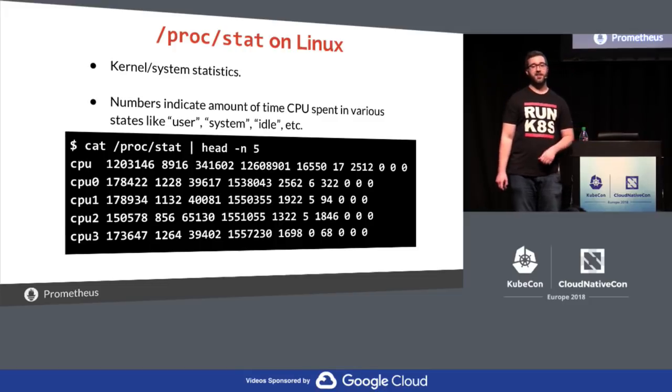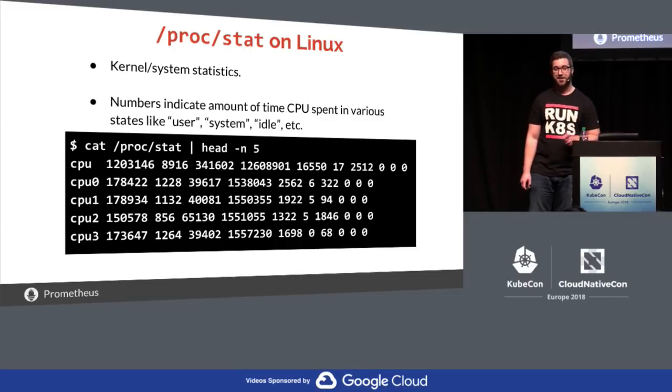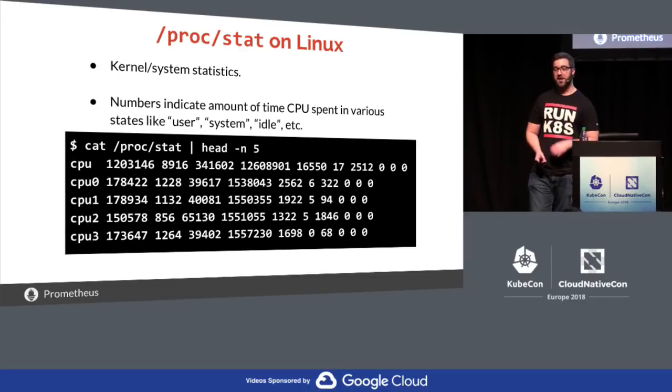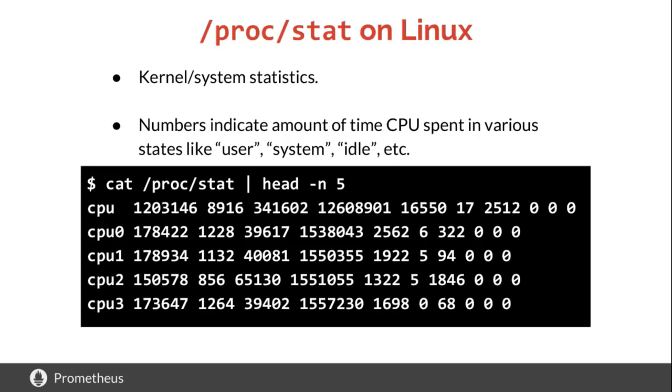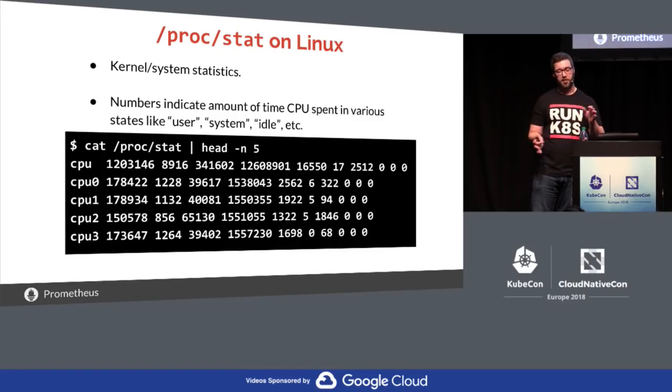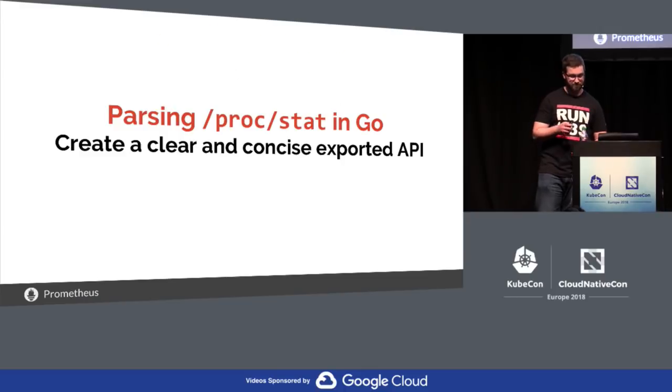So procstat contains kernel and system statistics. That's a fun one to say. The numbers indicated here are the amount of time the CPU spent in various states, such as user, system, idle, etc. These are in a kernel internal unit called user hertz, but you can convert it to seconds later on. The top line shows a summary of all these times added together, but we don't need that, so we can skip it. And like I said, for the purposes of our talk, we're going to look at user, system, and idle, even though there are, I believe, 11 different values here.